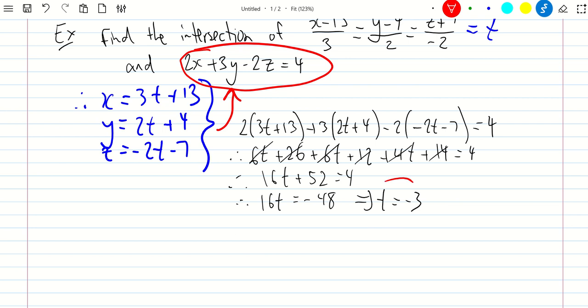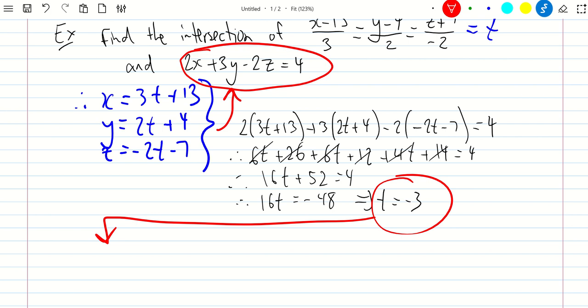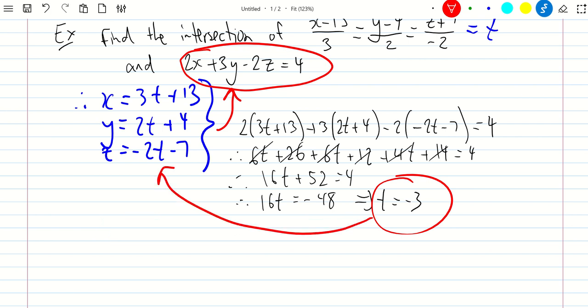So we've got this now. T is equal to negative 3. That's our magic time or parameter, whatever it is, that will create that. Okay, so where will the point be? So let's now sub that back in, to find out what's the x value, what's the y value, and what's the z value when t is equal to negative 3.